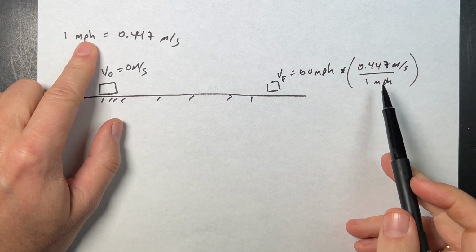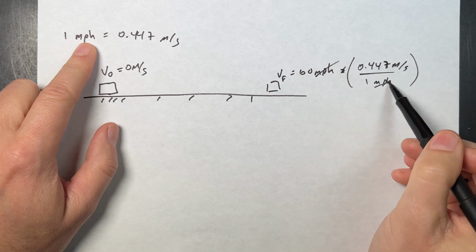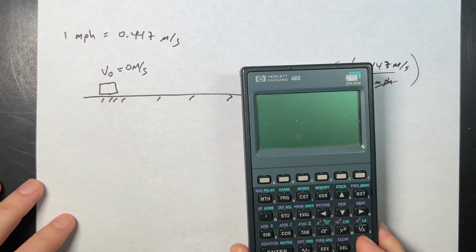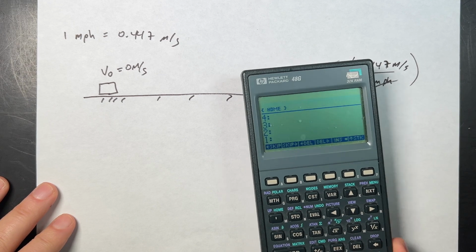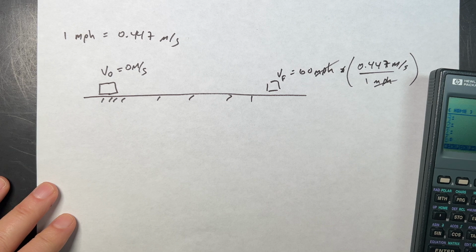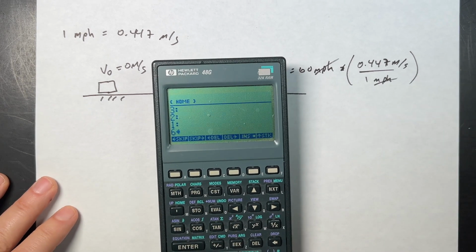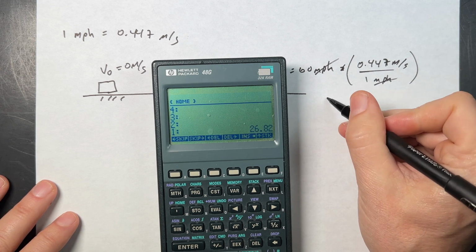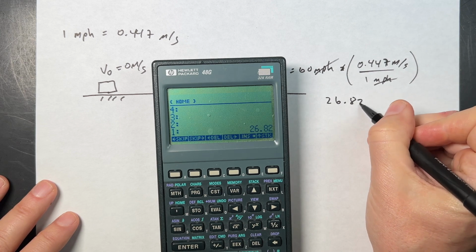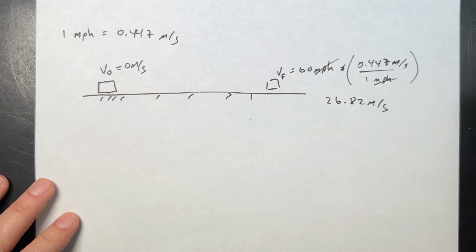Since I know that 1 mile per hour is that, the miles per hour cancel, and I have a calculator. Look at this. Here's my calculator that I found. So let's just get a number for that. 60, enter. Yes, this is Hewlett-Packard, so it's RPN. And then times 0.447, I get 26.82 meters per second. So that's my final velocity.